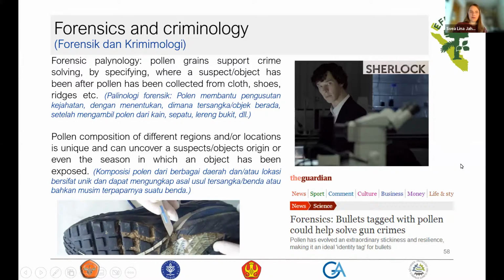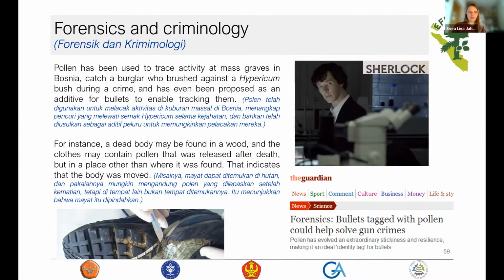And maybe you also know the series Sherlock from BBC. I don't know, maybe some of you. And here there has been one episode in which Sherlock Holmes also used pollen from a shoe to identify a culprit, or to know where the culprit came from. I think our students know.